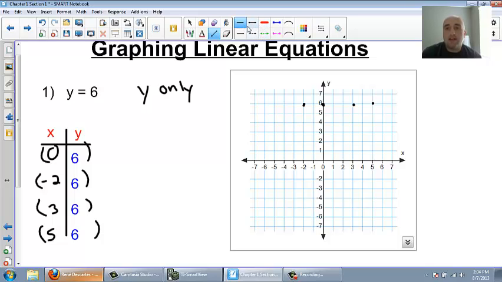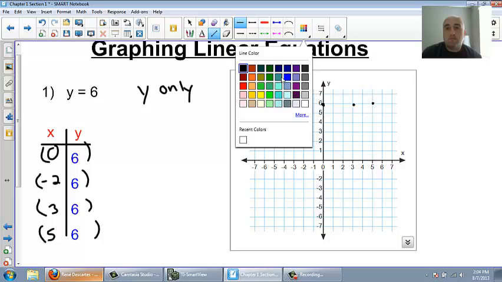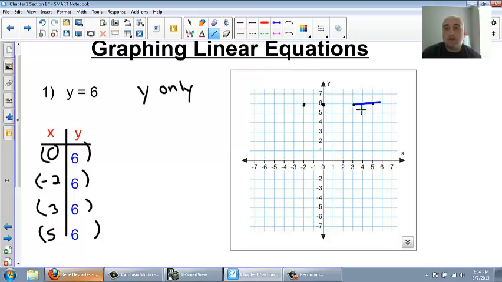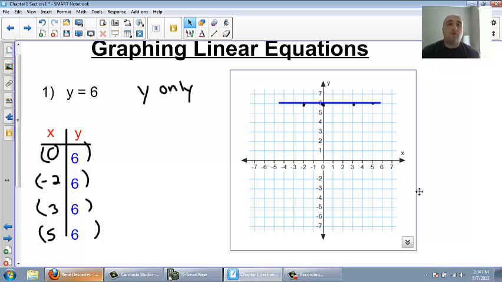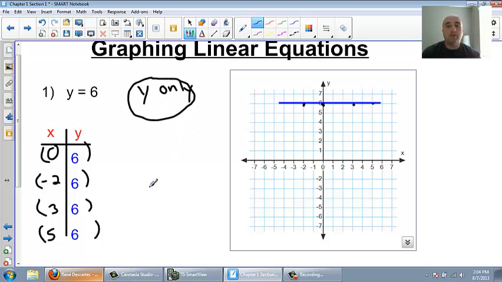Hopefully you can notice that they form a line. And what kind of line is that? It looks to me like it is a horizontal line. So anytime you have y only in your equation, it is going to be a horizontal line.